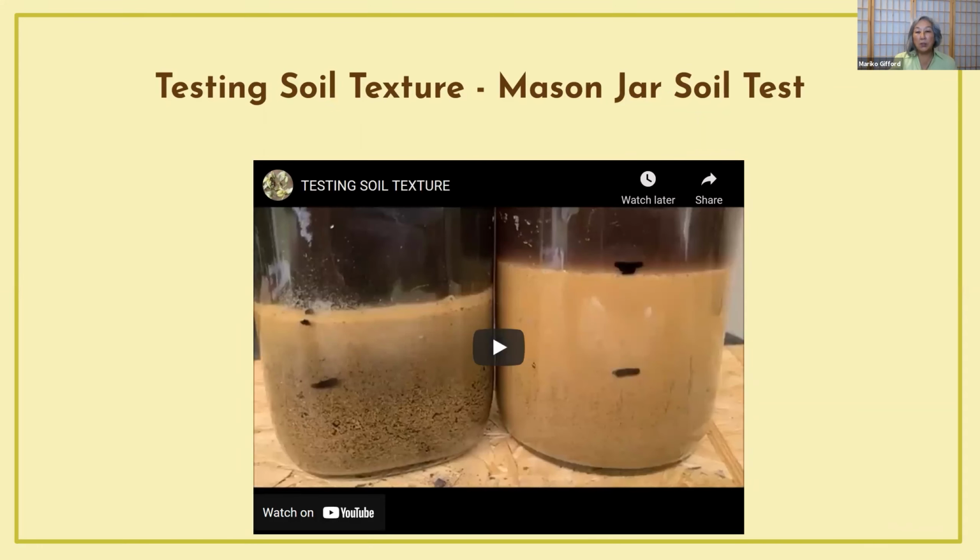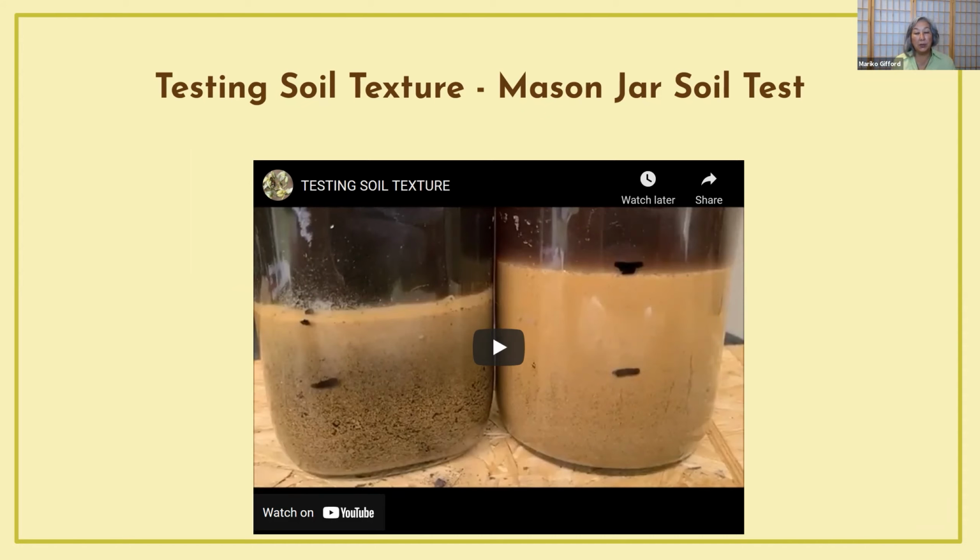This one I want you to watch on your own. There's also a sheet in your advanced references. This is a simple way to do a soil texture test, so that you can see the percentage of sand to loam to clay.